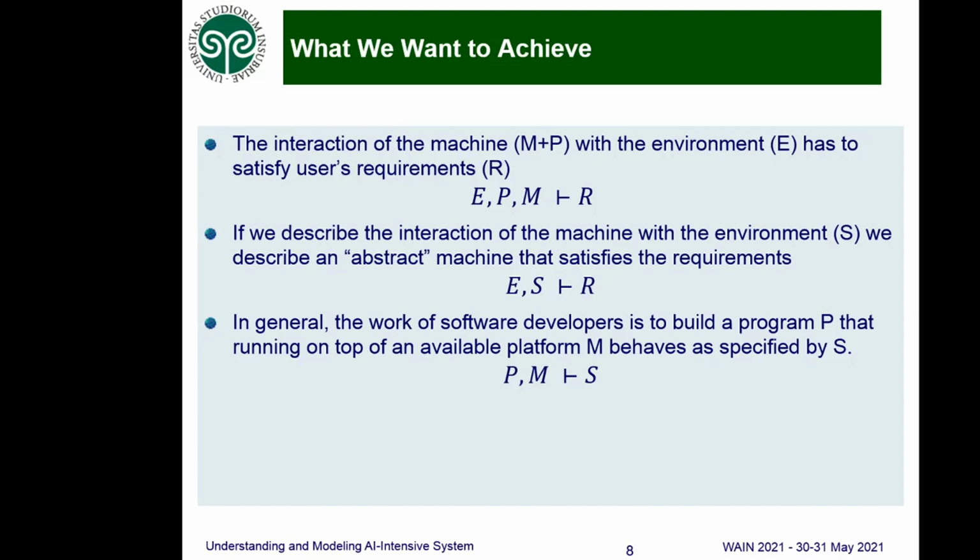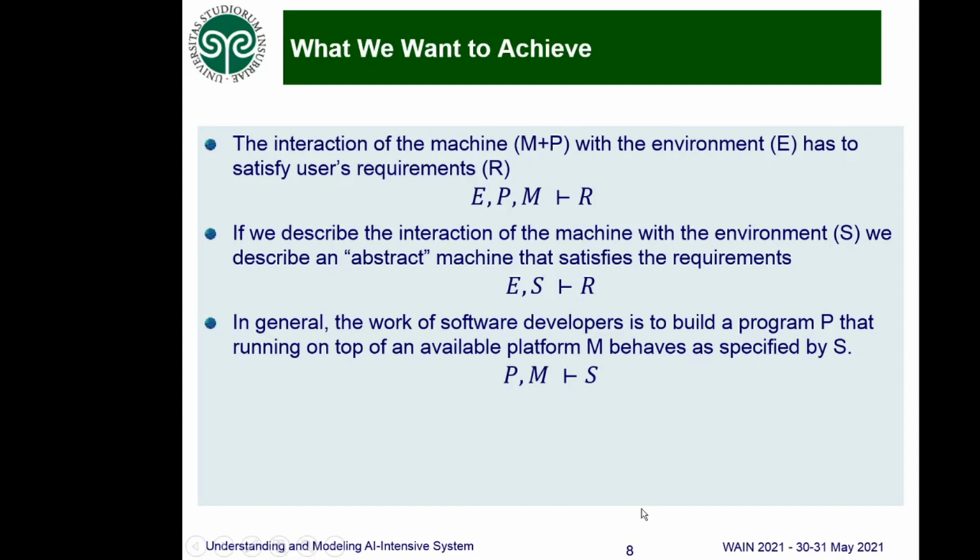As already mentioned, the interaction of the machine M and P with the environment E has to satisfy user requirements R. This can be written as shown here. E, P and M entail R. However, in general, we do not choose a programming platform and start programming right away based only on requirements. Instead, we usually devise an abstract machine S that can be defined in terms of its interaction with the environment. This machine S must satisfy R via its interaction with the environment. We therefore write that E and S entail R.